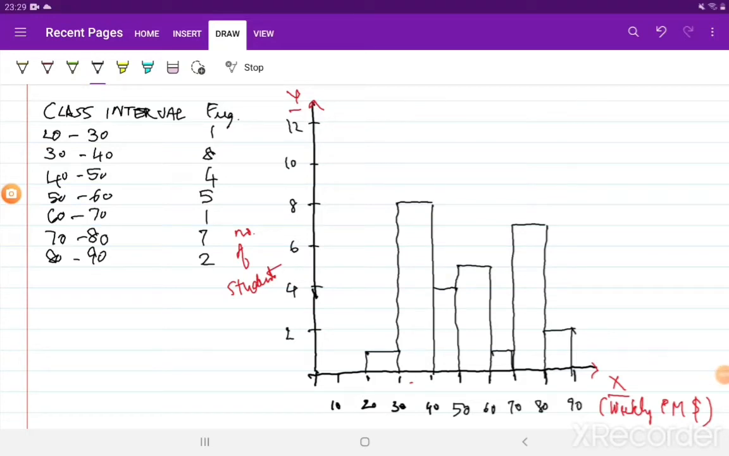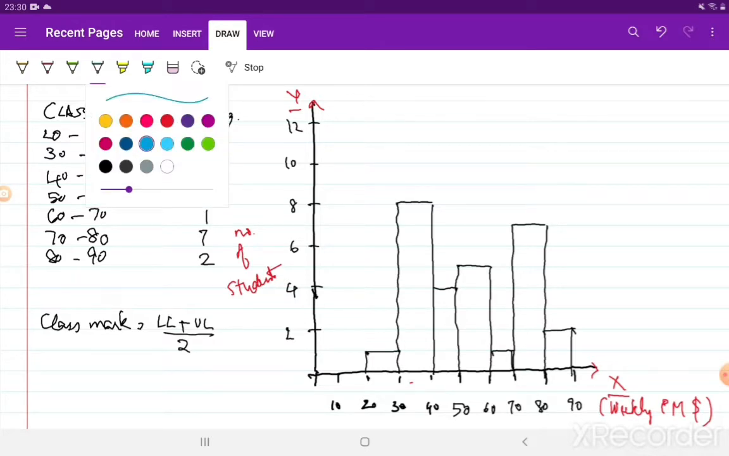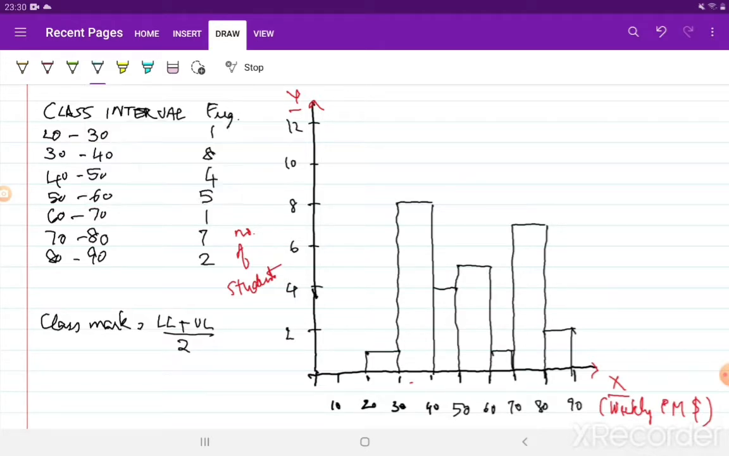After drawing the histogram, you can also draw a frequency polygon for the given frequency distribution. To do that, you need to first find the class midpoint or the class mark. Now, the class mark for any class interval, if you remember, is lower limit plus upper limit divided by 2. So if I apply this formula to each class interval, I will get 25, 35, and so on.